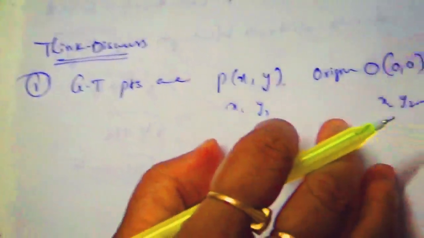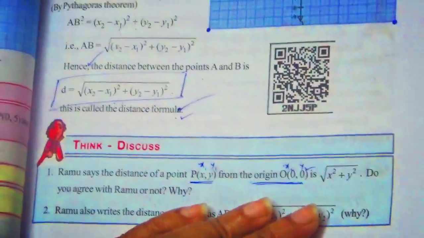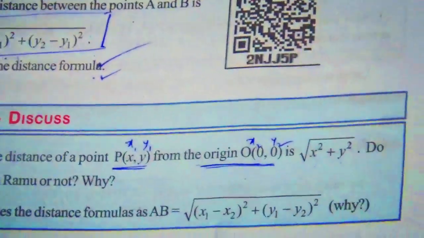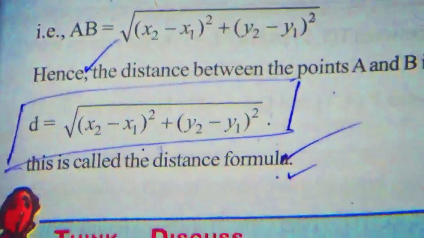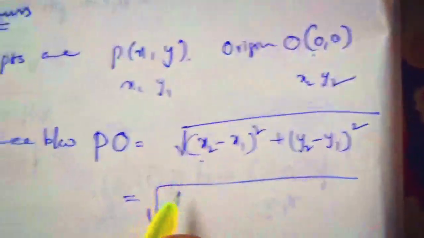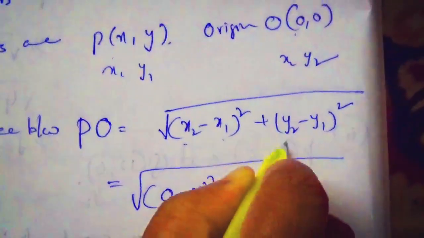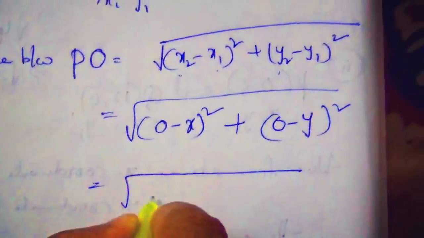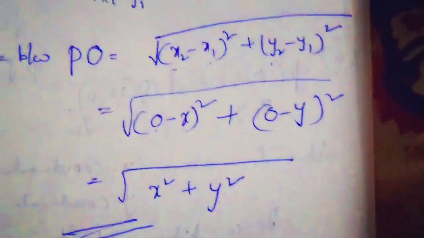When you substitute these two points in the distance formula, what is the distance formula? Distance PO is equal to the square root of (x2 minus x1) whole square plus (y2 minus y1) whole square. That is equal to the square root of (0 minus x) whole square plus (0 minus y) whole square. That is the square root of x square plus y square. Here it is the formula.